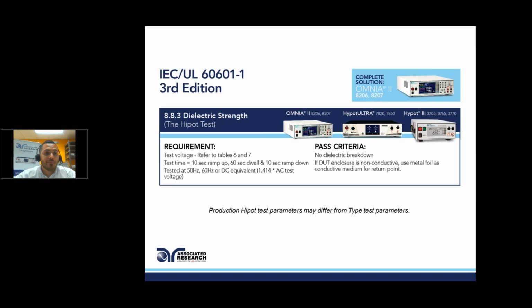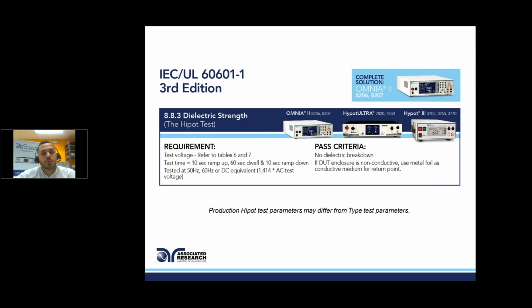So let's take a look, for example, at IEC 60601-1. This is for medical devices. The dielectric strength test is called out in section 8.8.3. It says test voltage, refer to tables 6 and 7, which I'm sure would state either twice the rated voltage, unless we're talking about an applied part. Then we would be talking about that higher voltage. Test time states a 10-second ramp up, a 6-second dwell, and a 10-second ramp down. And we're tested at 50 to 60 hertz, whatever your product is rated to.